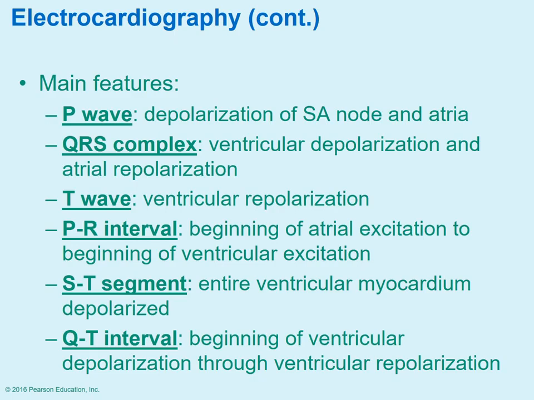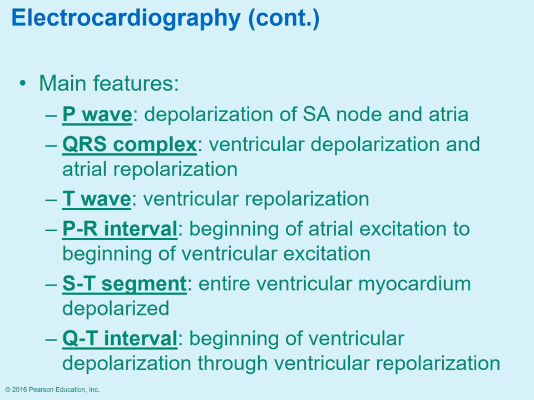There's a P wave. At the beginning, it's depolarization of the SA node and atrium. Then you're going to have a QRS complex. This is the ventricular depolarization as well as the atrial repolarization. And then after that will be the T wave, which is the ventricular repolarization. So they occur on the graph in this order, the P wave, then the QRS complex, and then the T wave, so that you can follow that pattern of the depolarization of the atrium. The atrium's repolarized while the ventricles are depolarizing, and then the ventricles repolarize.